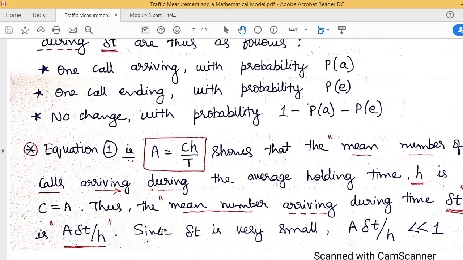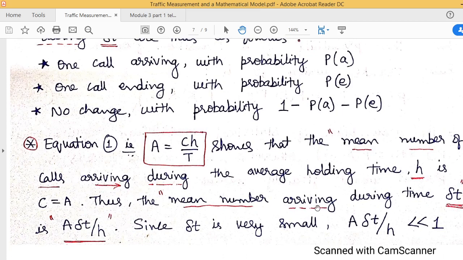So the mean number of calls that are arriving during the small duration delta t can be defined as A times delta t by H. So please note that. What I am saying is, I want to know within this small duration delta t what will be the number of calls arriving, or we can call this the mean number of calls arriving during this delta t.